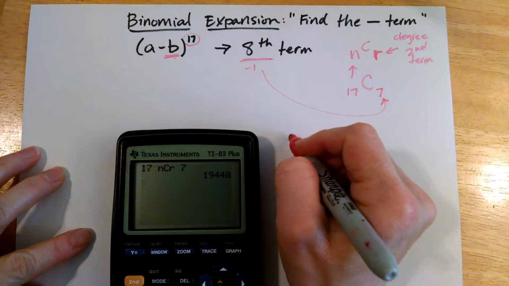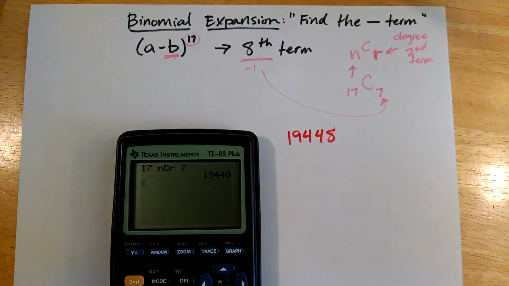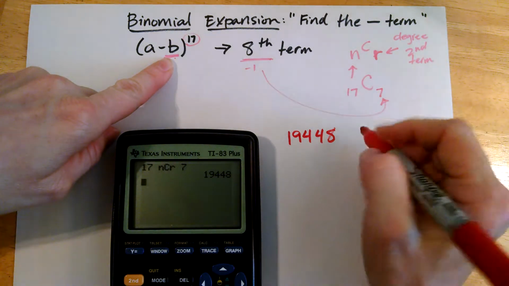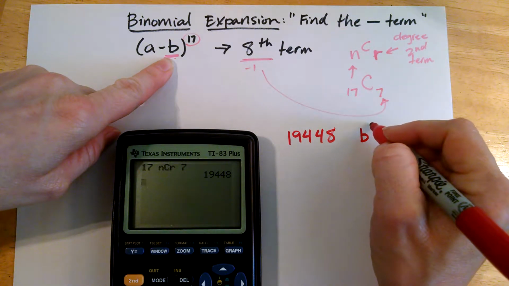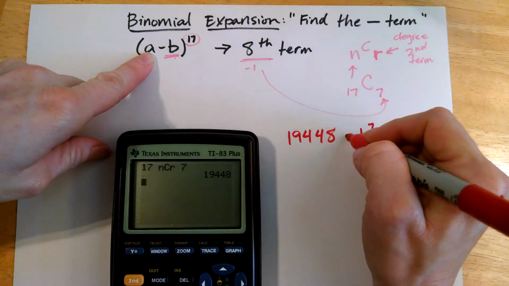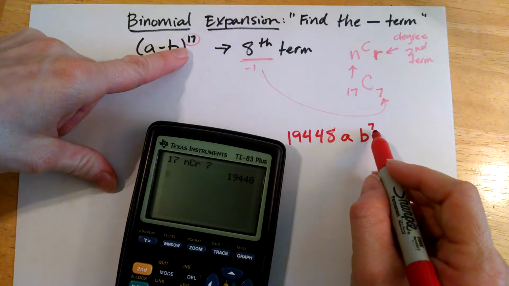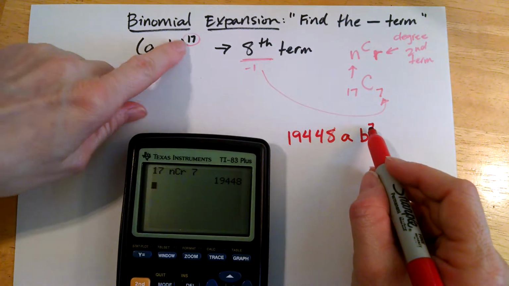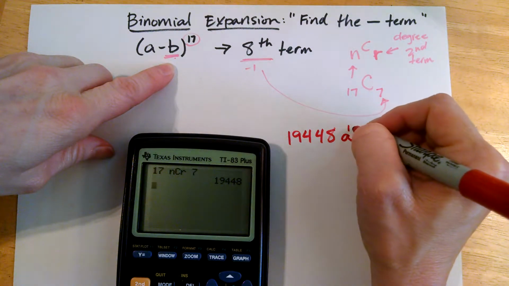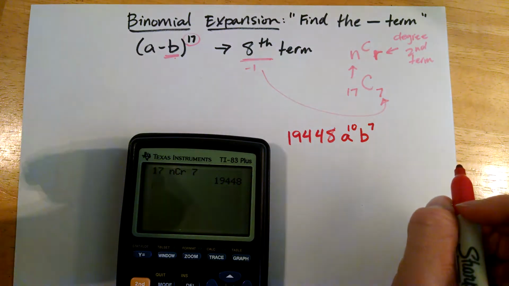Okay, so we've got 1, 9, 4, 4, 8. And we know b is going to be to the 7th power, so I'm going to skip a space, put b to the 7th power, and I know that the a has to be 17 minus 7 because these have to add up to this overall degree. So it's going to be a to the 10th power. 10 plus 7 is 17.